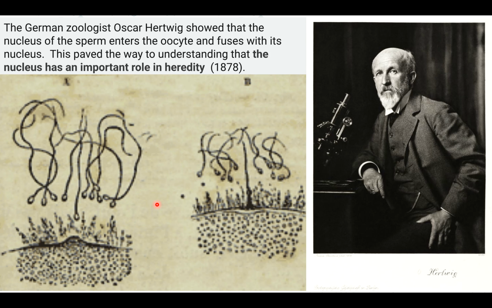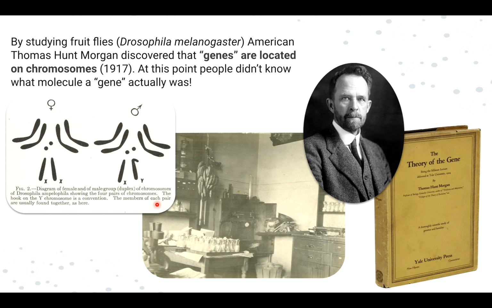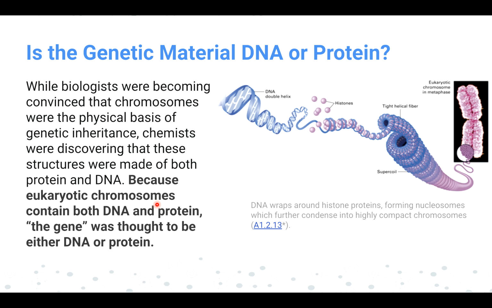Then Oscar Hertwig discussed that the nucleus has an important role in heredity. Then the chromosomal theory of inheritance was given by Walter Sutton and Boveri. The fruit fly Drosophila experiment was done by T.H. Morgan, Thomas Hunt Morgan, and he's also called the father of modern genetics.